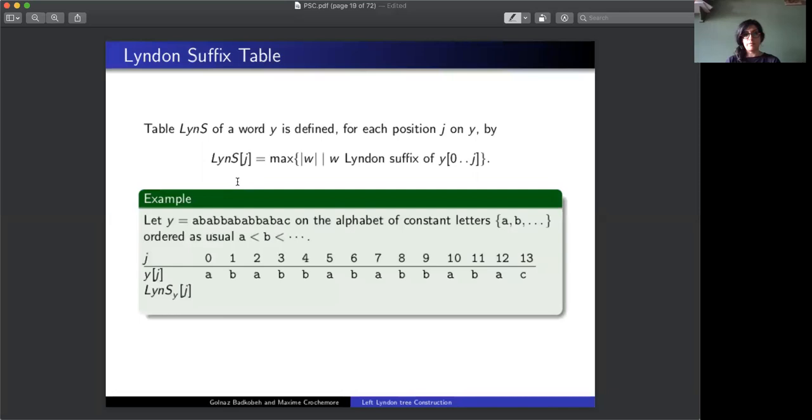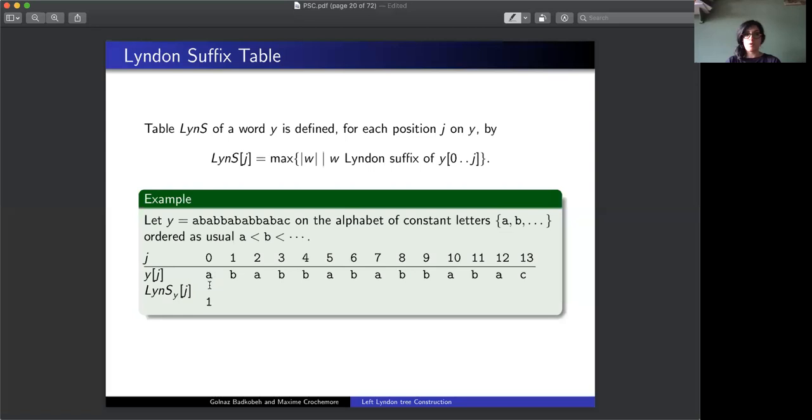So let's look at this example. If Y is AB, ABB, AB, ABB, ABAC, and the alphabet is constant letters A, B, and the order is usual, A is smaller than B, B is smaller than C, and so on. And here J is the index, and Y[J] is the letter at that index. So this is our example Y. And we are looking at this LynS, which is the Lyndon suffix table of Y. So looking at the first prefix, we have A, and the longest suffix of this prefix that is a Lyndon word is A itself. So the length of this is one.